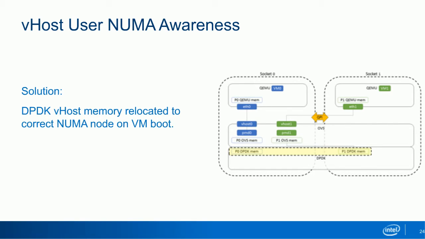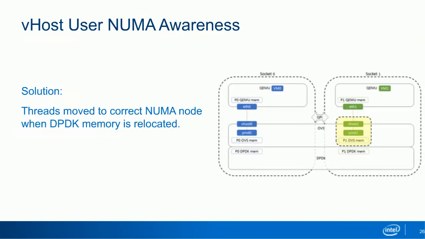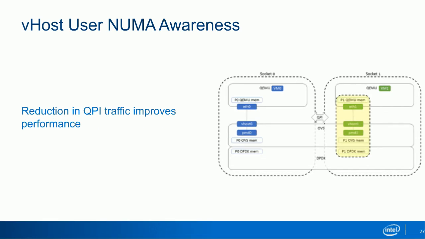Now, that takes care of the DPDK memory, but we can also see that the PMD thread for OVS is still on socket 1. But now as we've moved our DPDK memory onto socket 1, we can also move our QEMU memory from this socket onto socket 1. And now we've relocated all three memory types onto the one socket. This is quite useful as it improves performance over the previous case because we're now avoiding the QPI bottleneck between the two sockets.